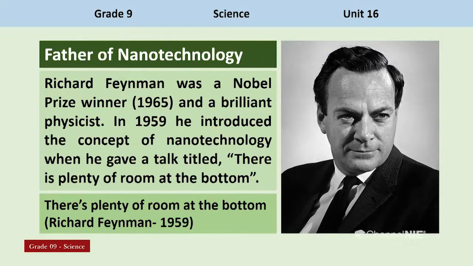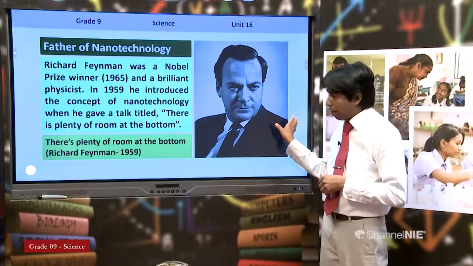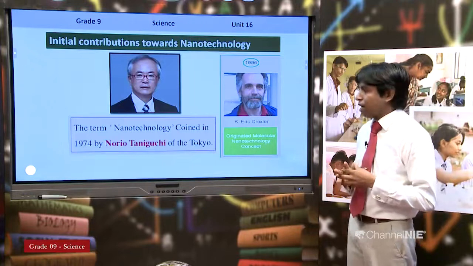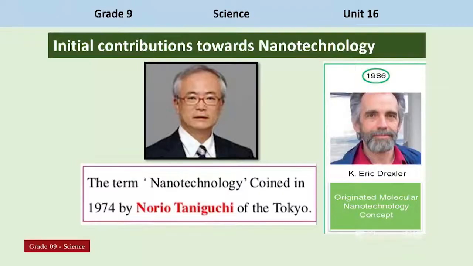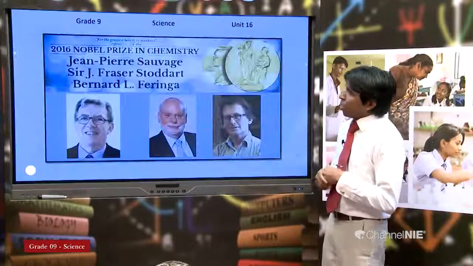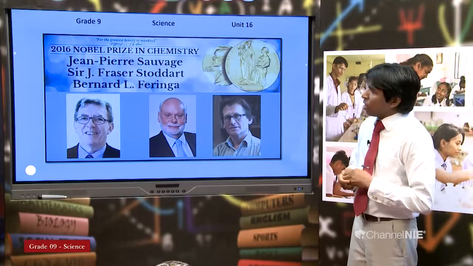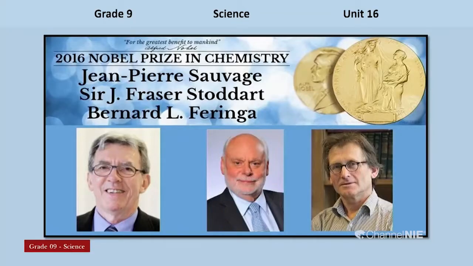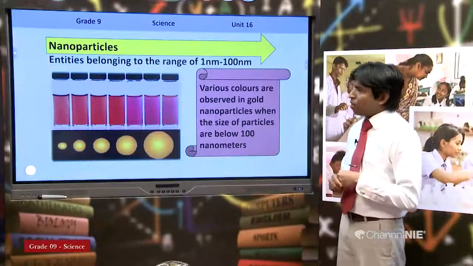He gave a speech titled "There's Plenty of Room at the Bottom" in 1959, and he won the Nobel Prize in 1965. Later, the term nanotechnology was introduced by Norio Taniguchi, and later Eric Drexler invented the molecular nanotechnology concept. In 2016, the Nobel Prize in Chemistry was won by 3 scientists, Jean-Pierre Sauvage, Sir J. Fraser Stoddart and Bernard Feringa. So, let us see what nanoparticles are.